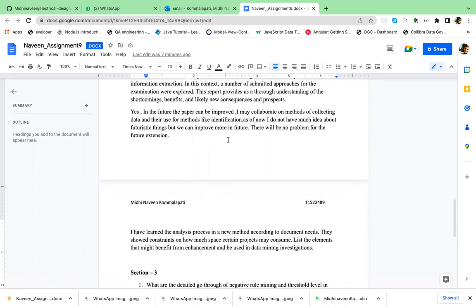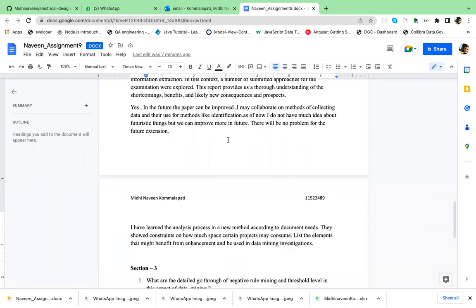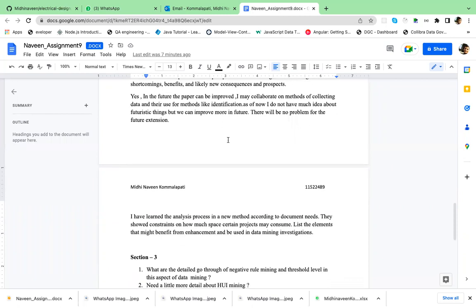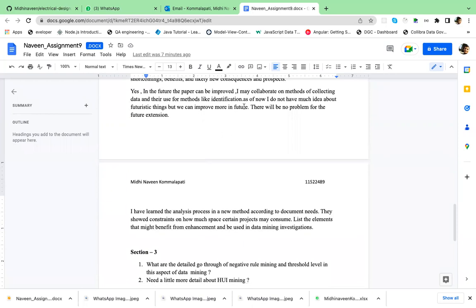Yes, in the future, the paper can be improved. I may collaborate on methods of collecting data and their use for methods like identification. As of now, I don't have much idea about these things, but we can improve more in the future. There will be no problem for future extensions.